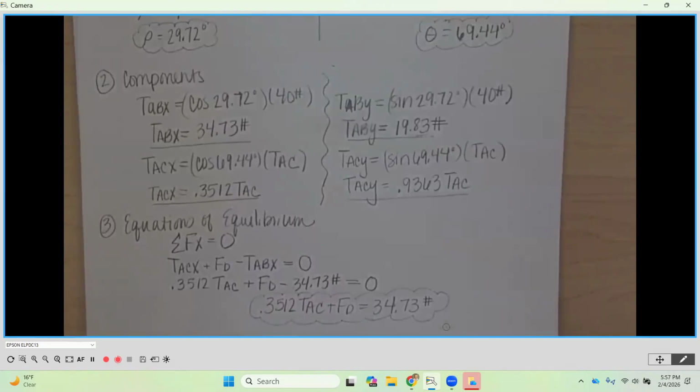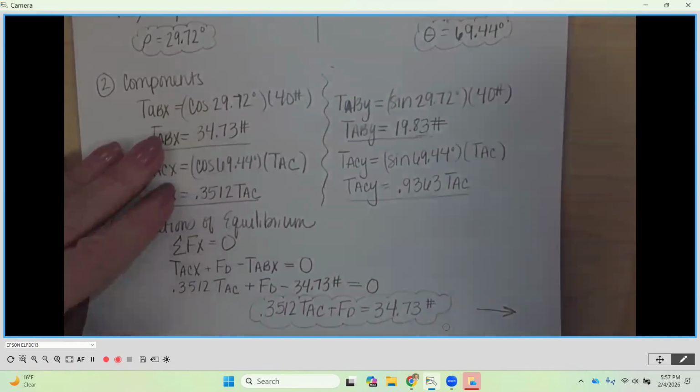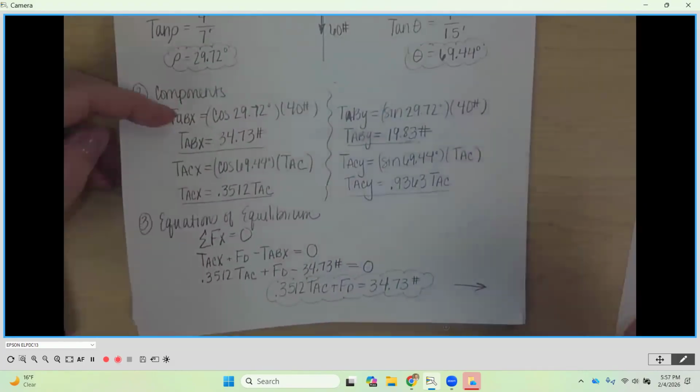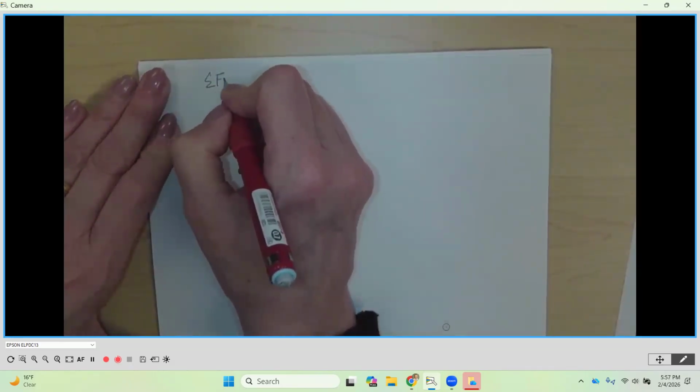But we've got another equation of equilibrium, don't we? So what we're going to do is go over to that other equation and see what that brings us. Okay, so I'm going to continue on with my sum of the forces in the y equals 0.